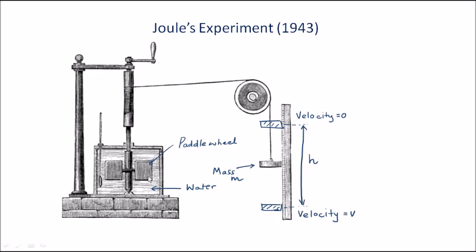There was a paddle wheel immersed in water, which was turned by a falling mass. Suppose the mass, starting at rest, fell by a height h, and the final velocity of the mass was v, then he found that mgh was not equal to half mv squared. So some mechanical energy was lost.